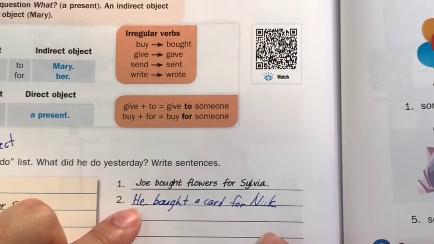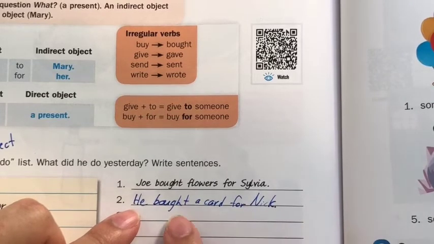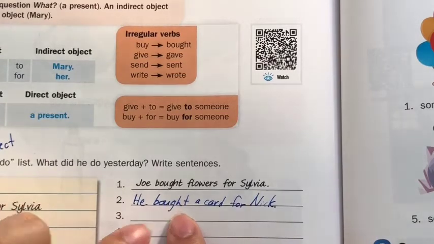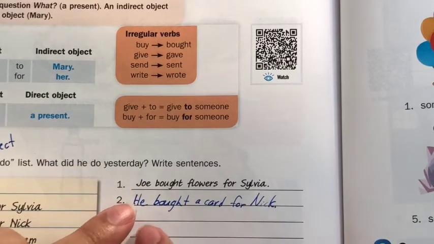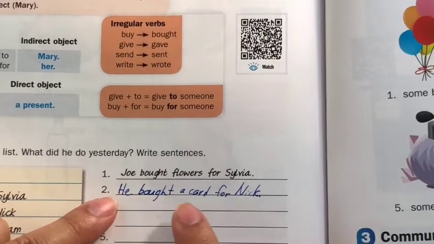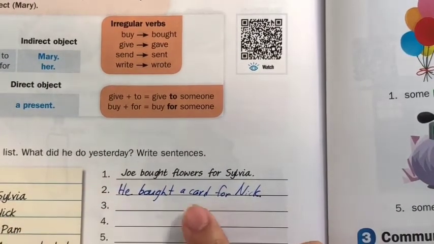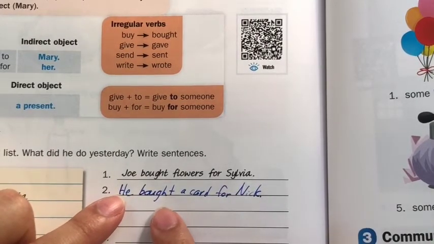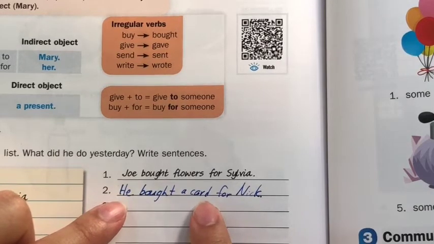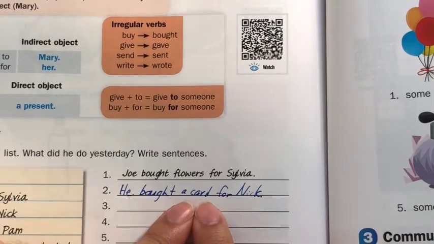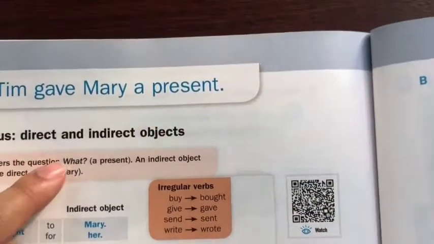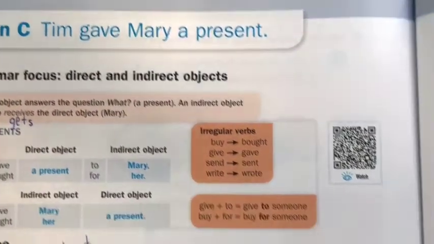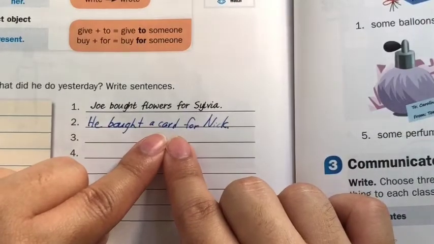With he, card, and Nick, which noun goes with bought? Who's doing the action here? Who bought? He bought. So he is the subject, which means card and Nick are the objects. Okay, so he bought. What did he buy? He bought a card. So card answers the what question, and the word that answers the what question is the direct object. So the card is the direct object.